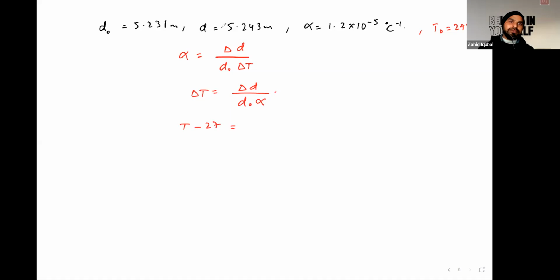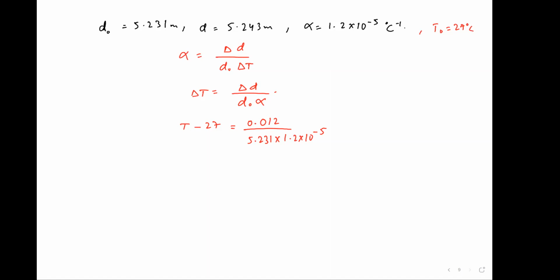So just subtract these two. So it will be about 0.012 divided by the initial diameter 5.231 times alpha, 1.2 times 10 to the power minus 5. On solving, you will get the final T. Samaira, is it clear? Yes, sir. Shravya, any doubt? Okay.